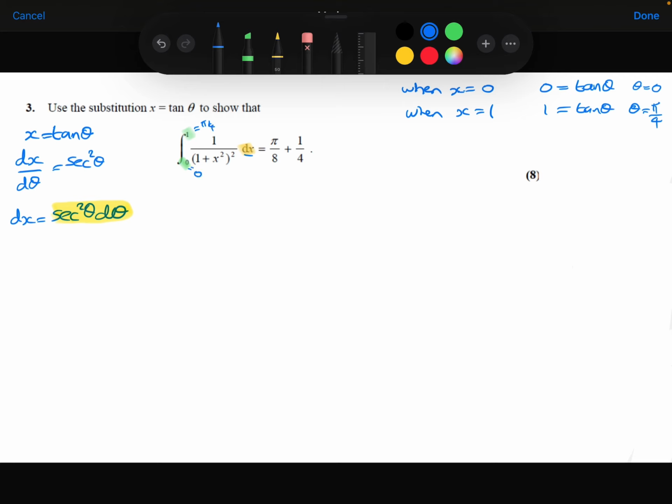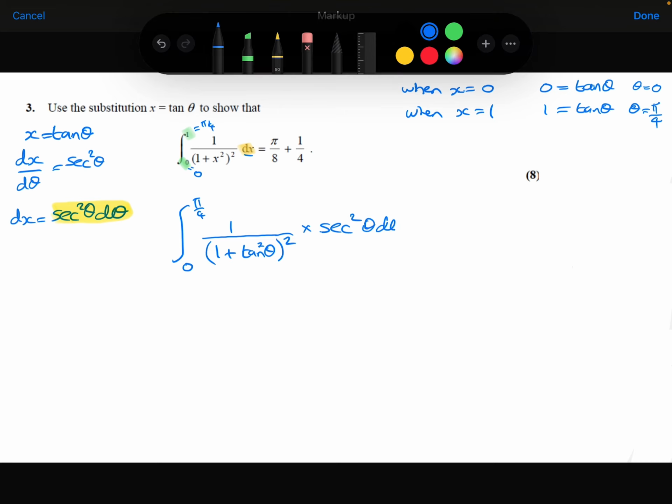Right, so let's rewrite the integral in the theta world now then. The upper limit was pi over 4, the lower limit was 0. We've got the 1 on the numerator. On the denominator, we've got 1 plus x squared, so that's 1 plus tan theta squared, or tan squared theta. And all of that is squared. Not forgetting that I'm going to replace the dx as well with sec squared theta d theta.